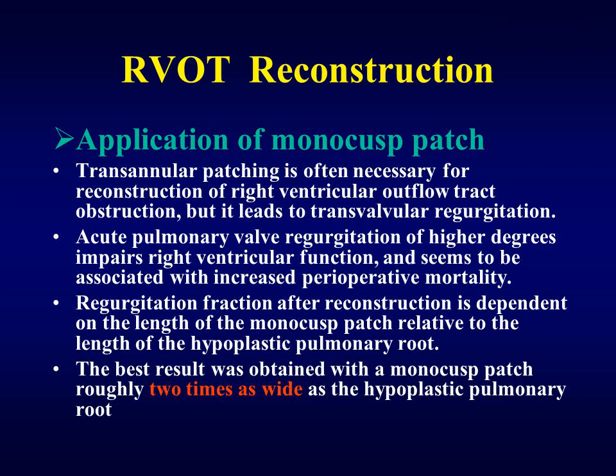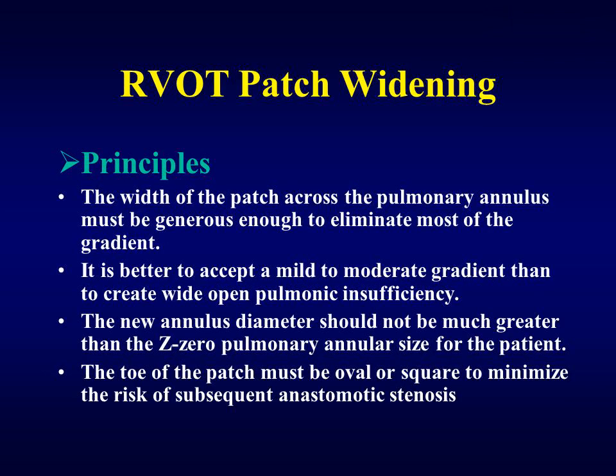Transannular patching is often necessary for reconstruction of right ventricular outflow tract obstruction, but it leads to transvalvular regurgitation. Acute pulmonary valve regurgitation of higher degrees impairs right ventricular function, and seems to be associated with increased perioperative mortality. Regurgitation fraction after reconstruction is dependent on the length of the monocusp patch relative to the length of the hyperplastic pulmonary root. The best result was obtained with a monocusp patch roughly 2 times as wide as the hyperplastic pulmonary root. VIT patch widening principles.